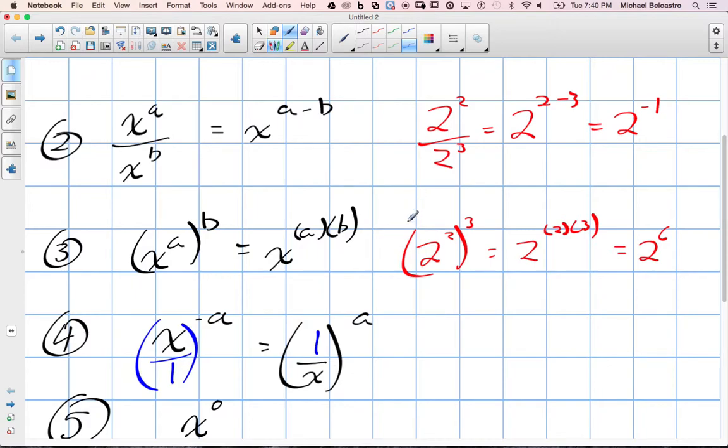So let me show you a fractional base like that. Let's say we have the base of 2 over 3 to the power of negative 4. I want this to be a positive exponent. In other words, I want the exponent to be positive 4. And in order for that to happen, I invert the base. So I get 3 over 2 instead. And that quickly changes it from a negative to a positive.